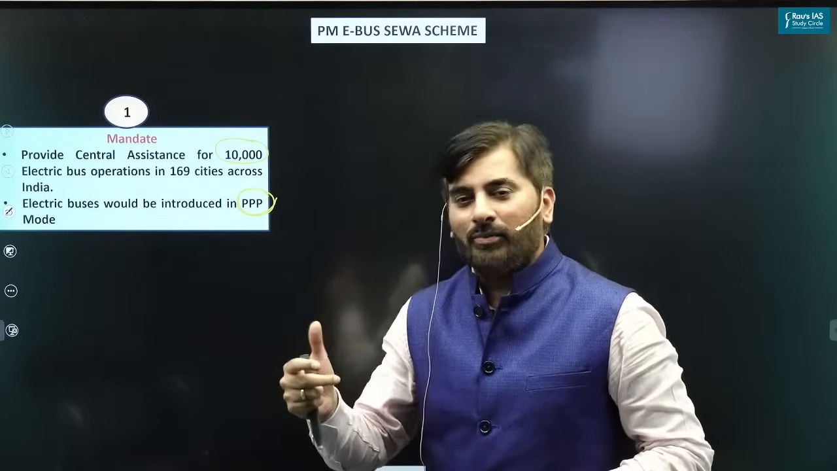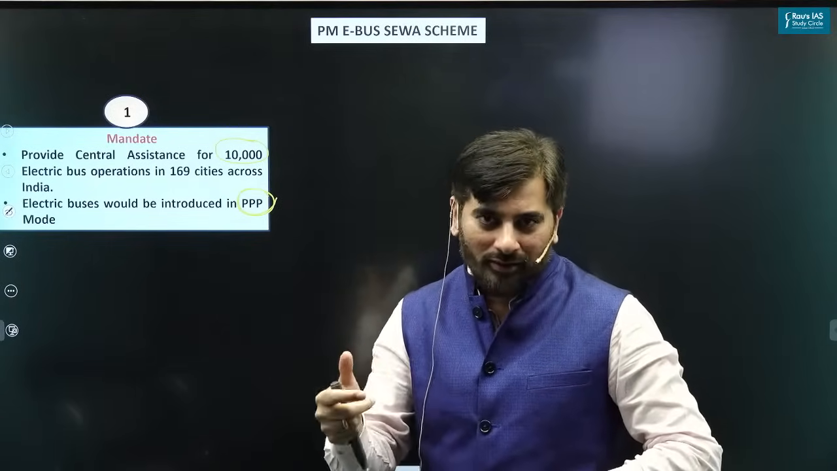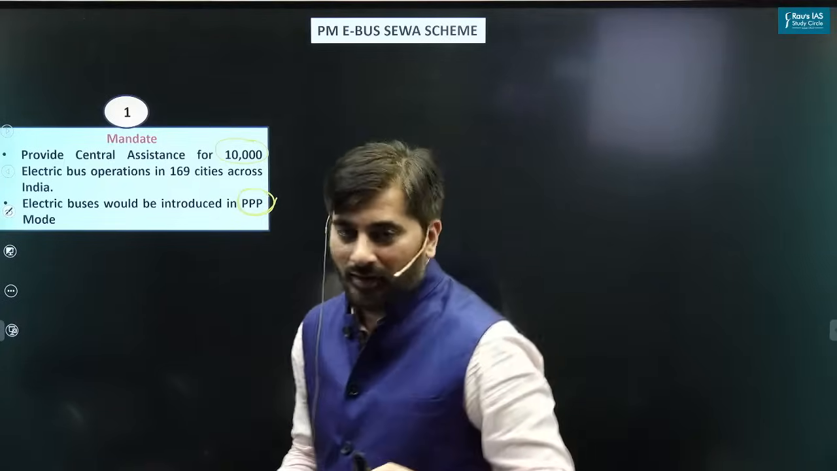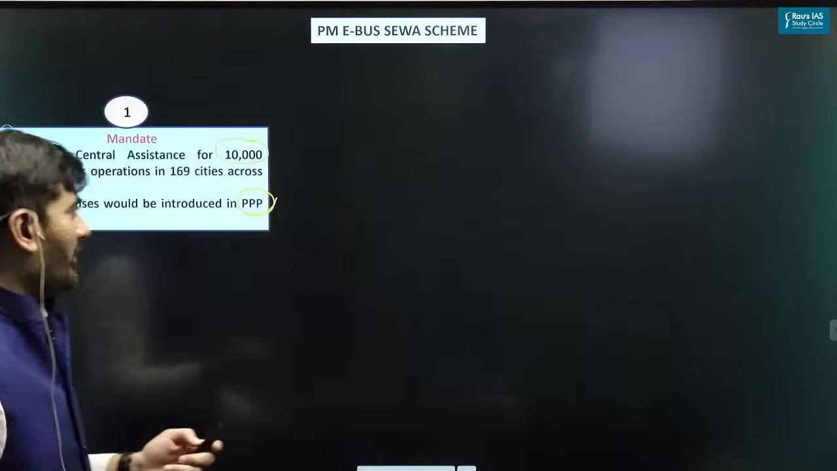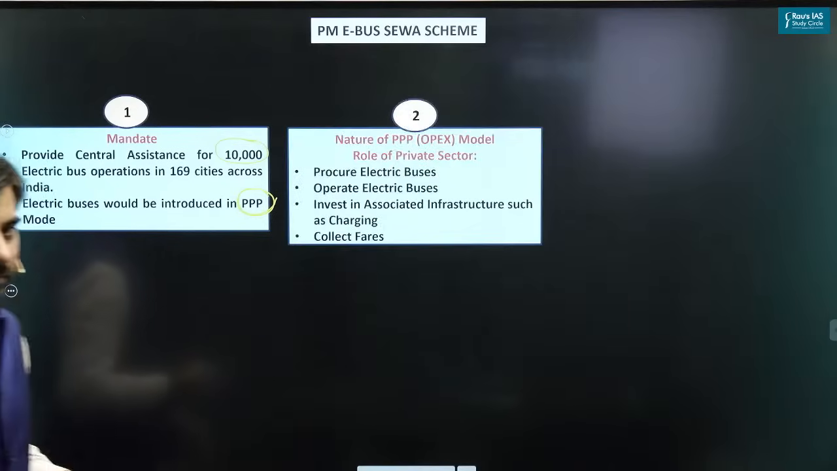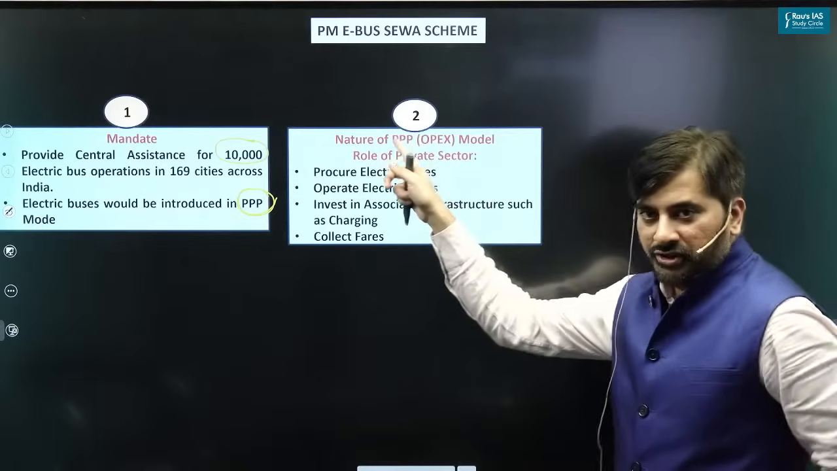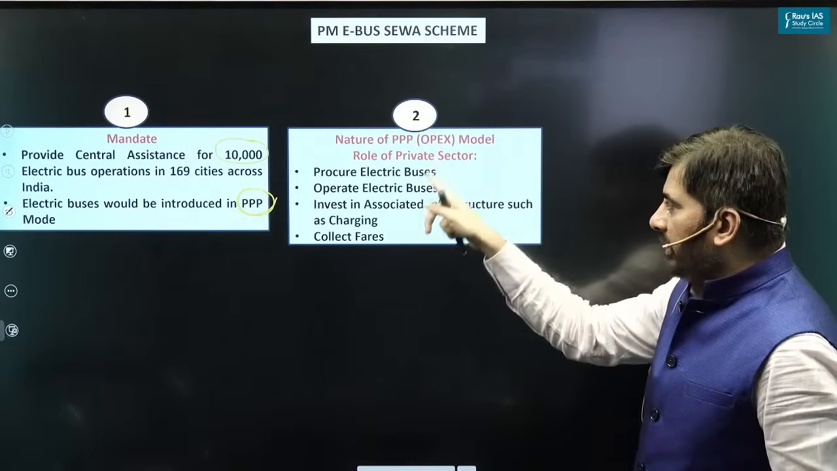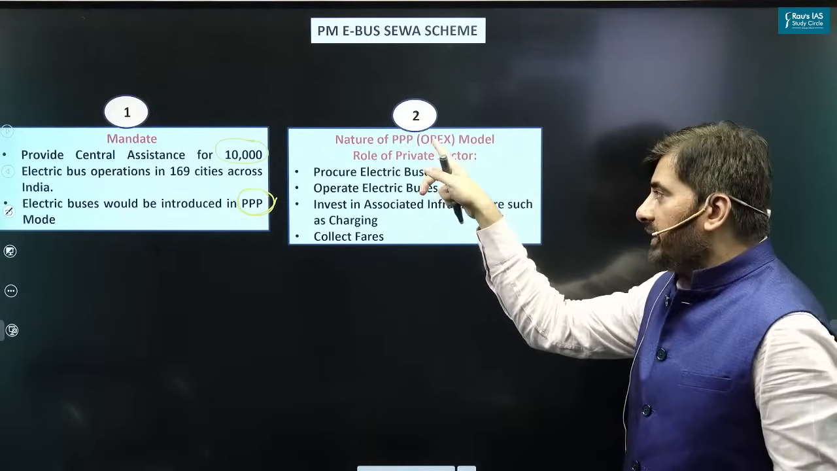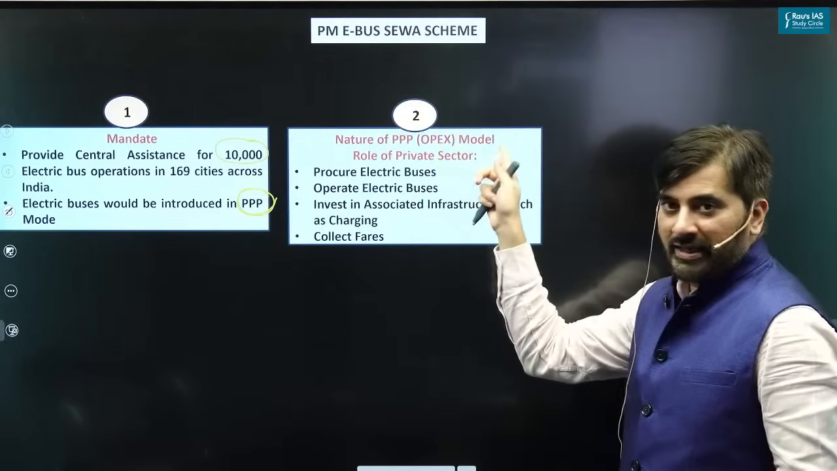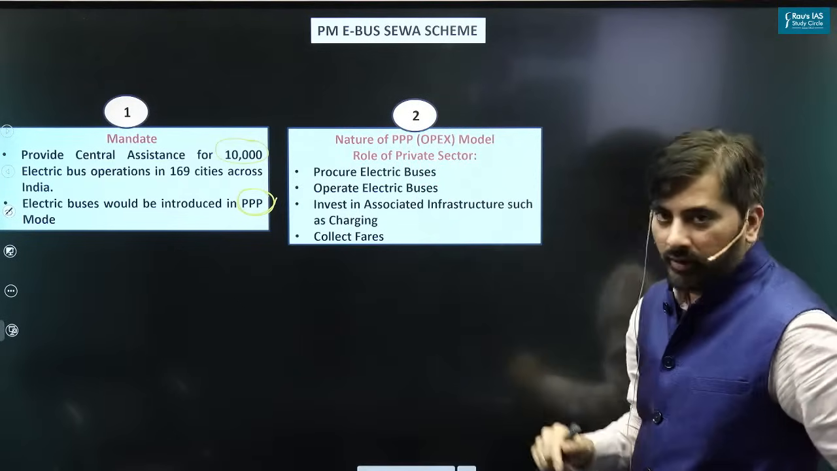These things are important, and that is what I'm going to cover one by one, and then we'll go back to solve the practice question on e-bus Seva. Think here, the first thing, the public-private partnership model that we are going to follow is the OPEX model, operational expenditure model.